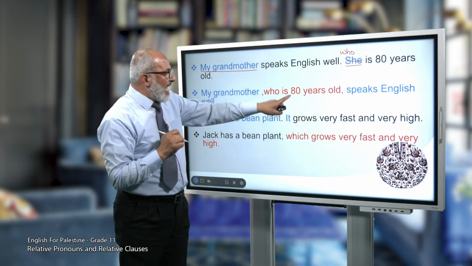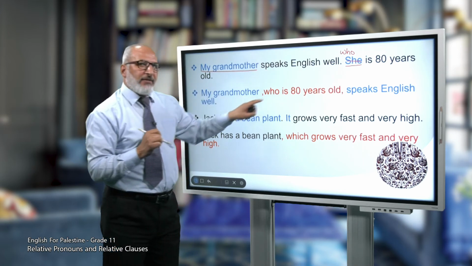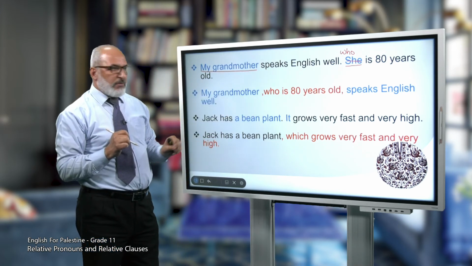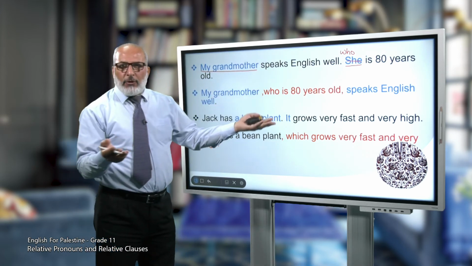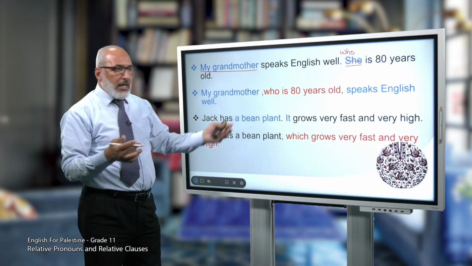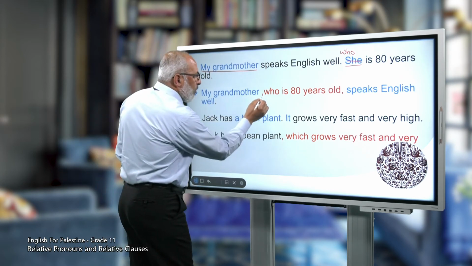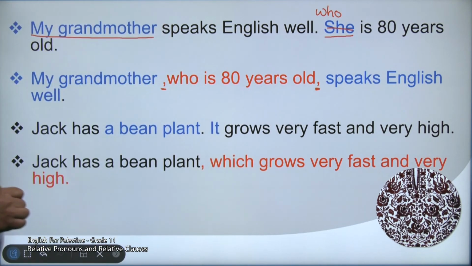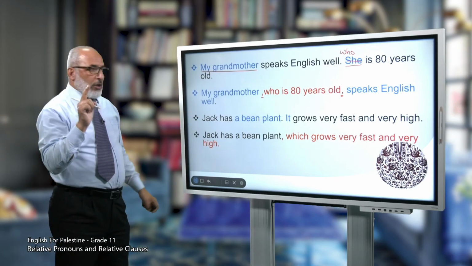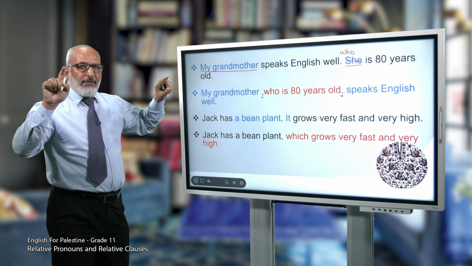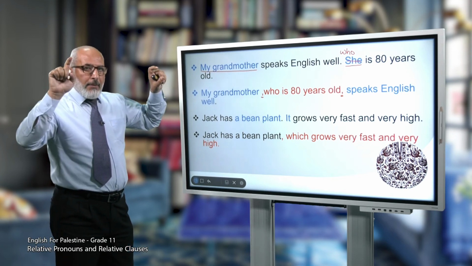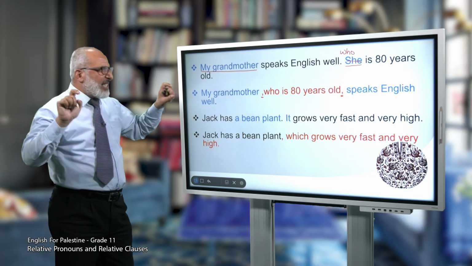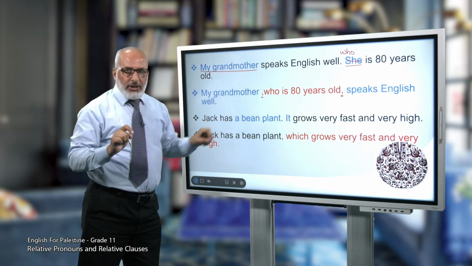Now, who is 80 years old? This is the non-defining relative clause. It adds extra information. They are not important. Because of this, we put them between commas. Be careful about this. We put the non-defining relative clause between commas because they are extra information.